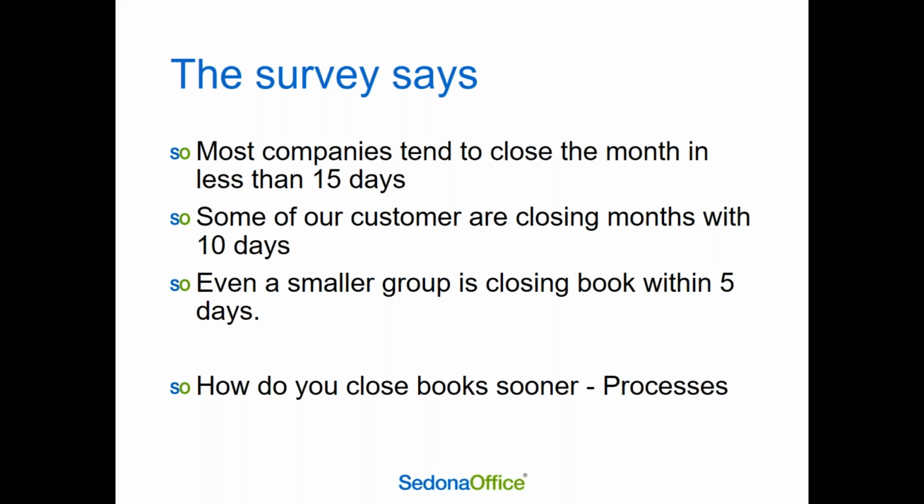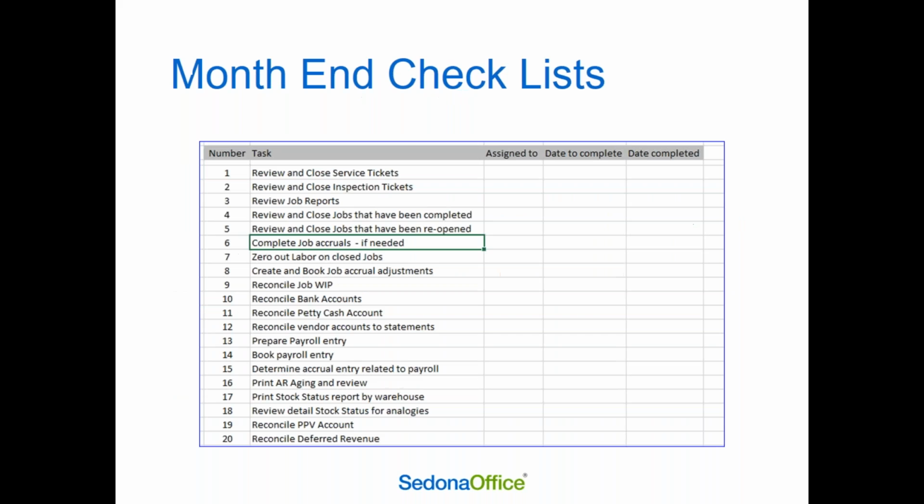So there's even a small group that closes within 5 days, but those are smaller companies. Still, I think even with a larger company, if you put some processes in place, like the last statement said there, that is how you get your books closed a lot quicker than they need to be.